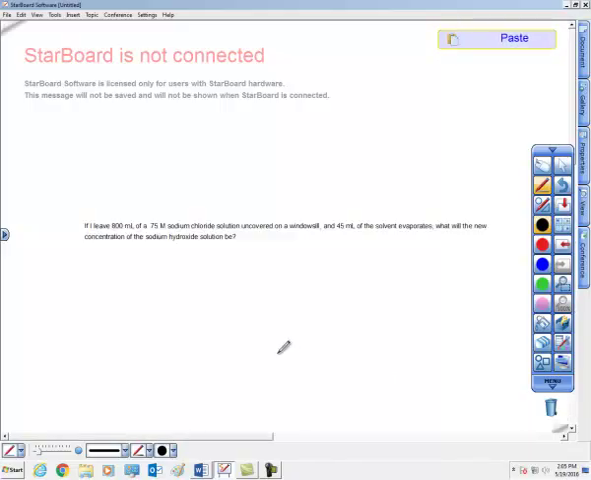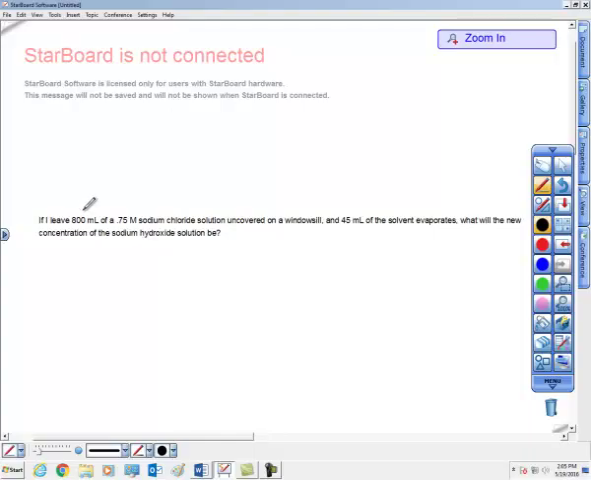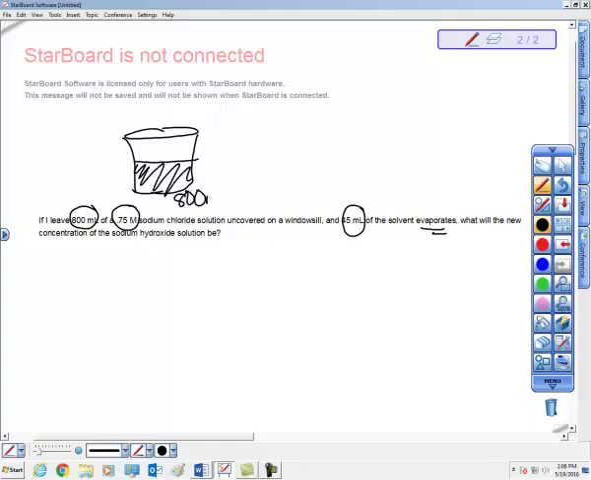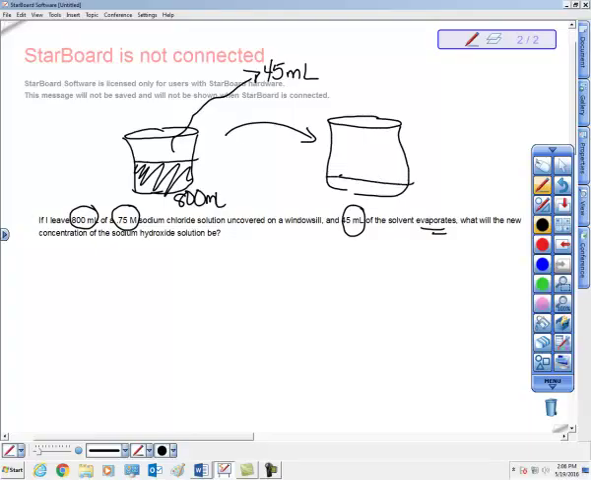Okay. So on number 12, you're leaving an 800 milliliter solution of a 0.75 molar uncovered on a windowsill. 45 milliliters evaporates. What's the new concentration? So if you start off with a container and you set it out and you don't put a lid on there, and the original solution has 800 milliliters, 45 milliliters evaporates. How do we calculate the final volume of the solution? What's the new volume? Part of it evaporated, right? So the volume's going to go down. What should we do to get the new volume?